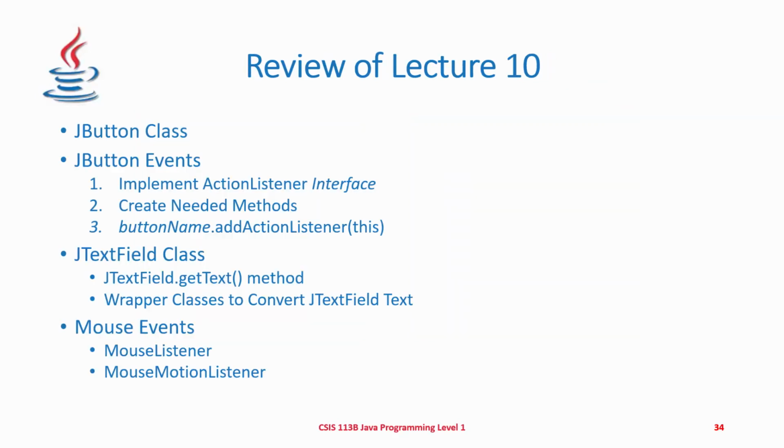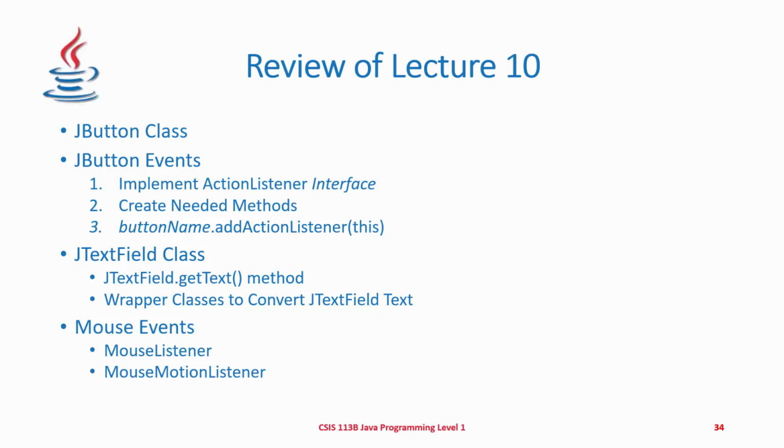So in review, we've taken a look at the JButton class and the JButton events, how to implement the ActionListener interface for your JButton events, creating the needed methods, and then assigning the ActionListener to the individual buttons themselves. We also introduced you to the JTextField class, where we can get input from users, having them type into an input box, a text field. Remember, that's only a single line. And we'll use the getText method to get the value out of the text field that they are typing the information in.